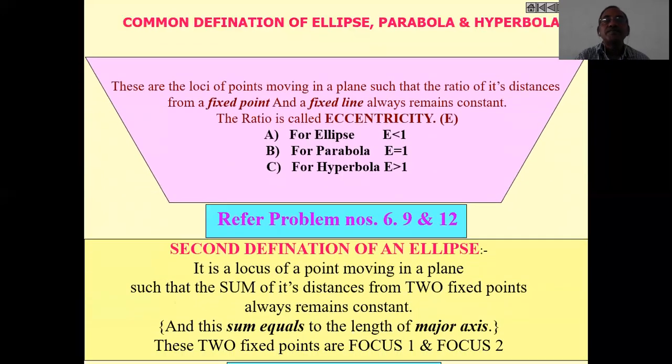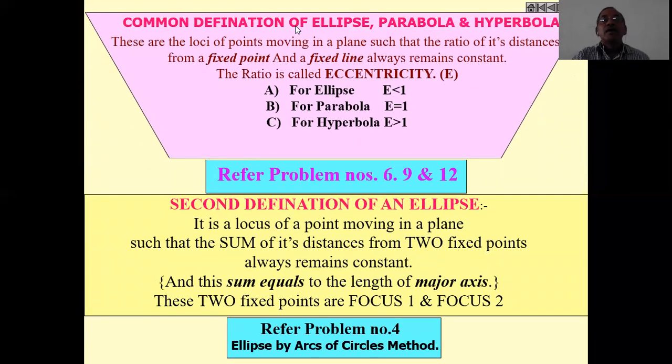Here, for all these conic sections, namely ellipse, parabola, and hyperbola, to be constructed, there is a definition which is applicable to all three conic sections. That's why it is called the general method.